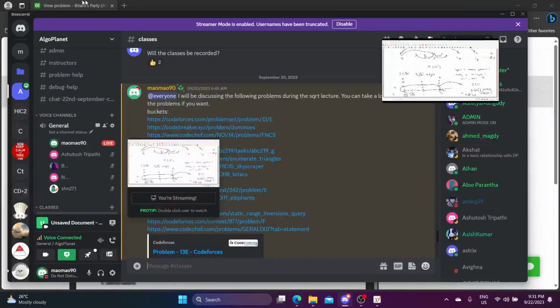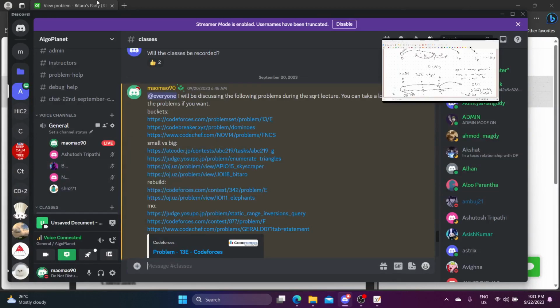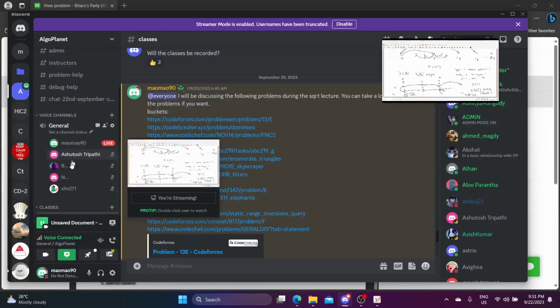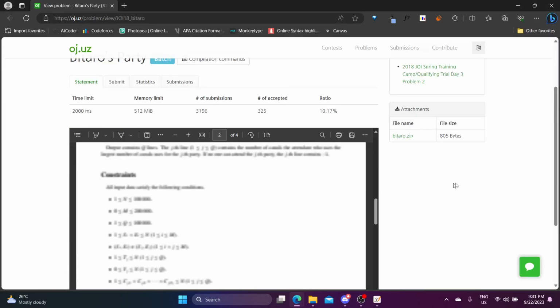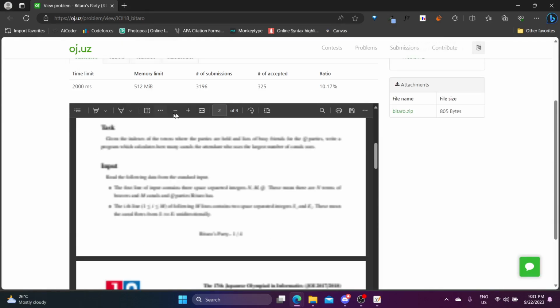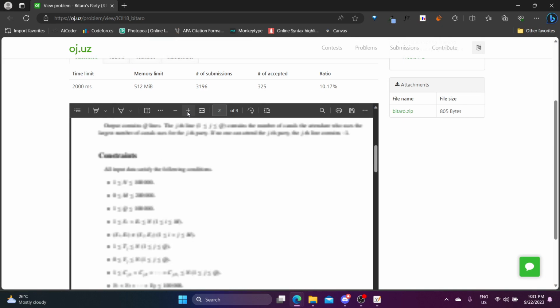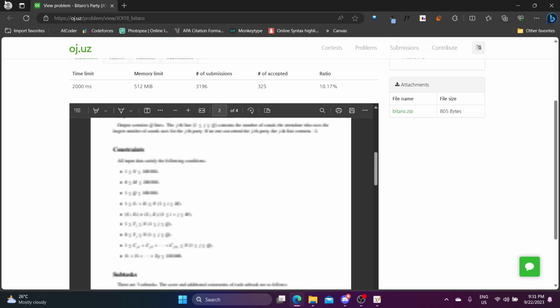Now we can move on to Bitaro's party. So this is quite a hard problem, I think. It's not loading.